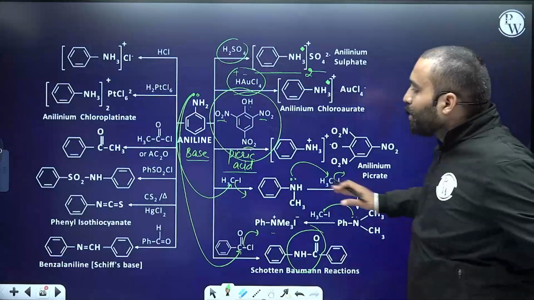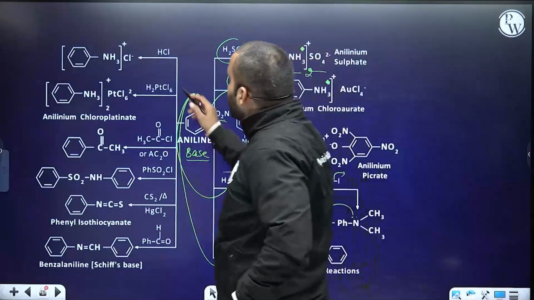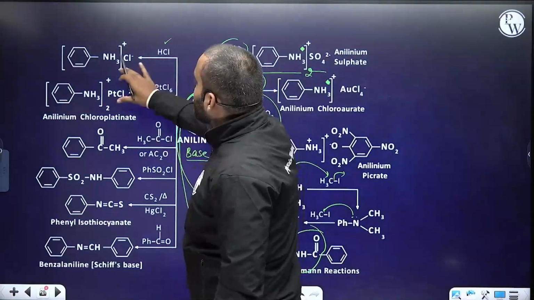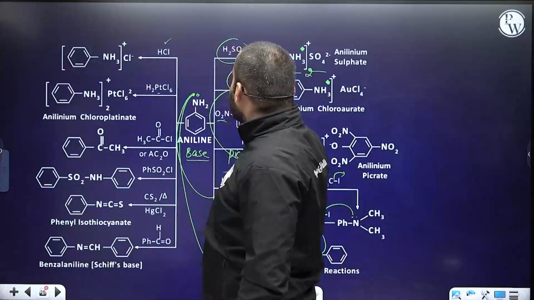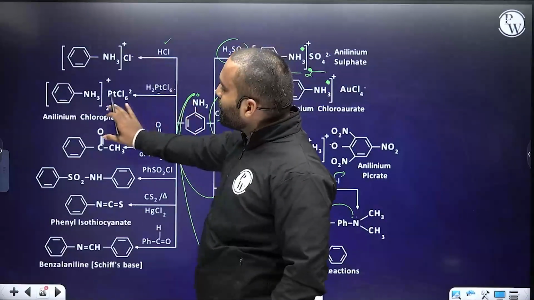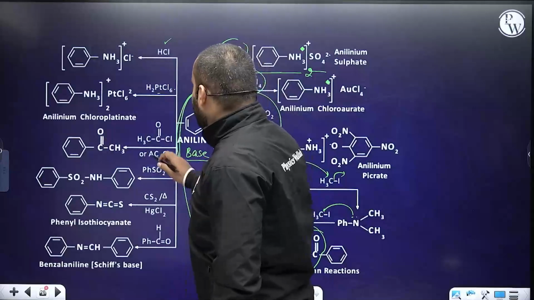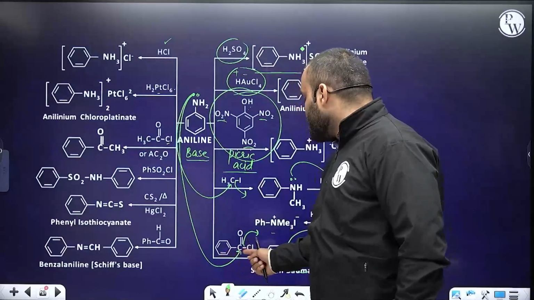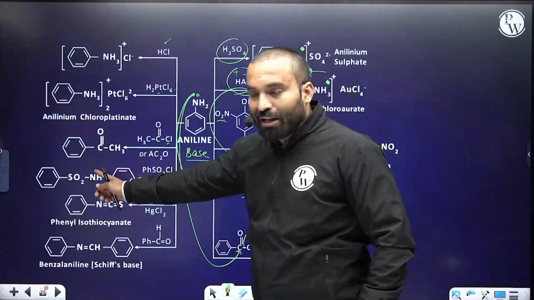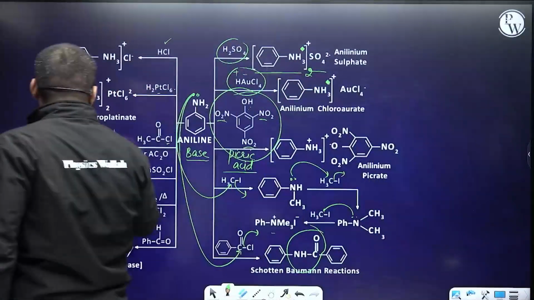Okay, let's come to this part. Again, HCl is an acid-base reaction. H2PtCl6, just like here, gold compound, platinum compound reaction. You can react it with CH3COCl, just like here we reacted it with PhCOCl, the same type of mechanism, same type of product. Answer the name of this compound in the chat box.